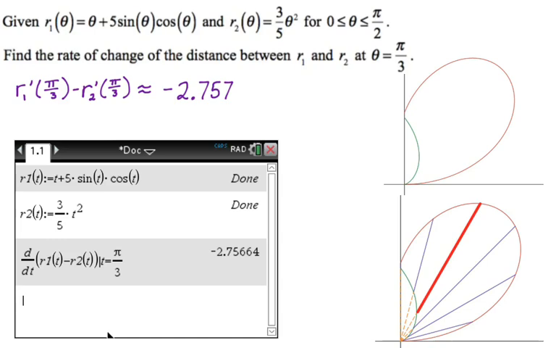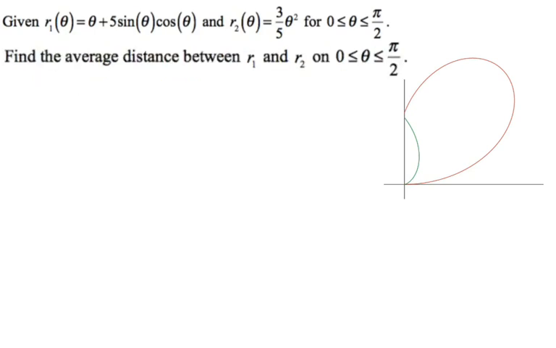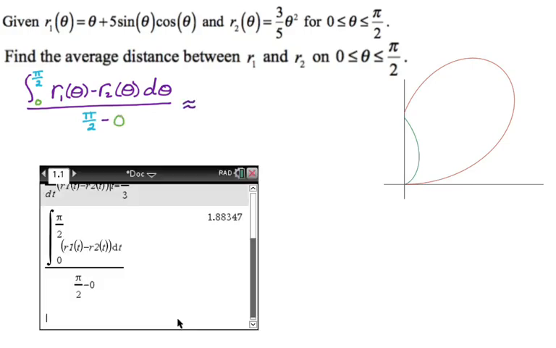Let's take a look at another thing we could be asked. So we could be asked to find the average distance between r1 and r2 on the entire interval from 0 to pi over 2. If that's the case, we're just going to do the integral divided by the interval, and the distance is r1 minus r2. So the average of that distance would be the integral over the interval. So let's write it down. 0 to pi over 2, the function we're dealing with is r1 minus r2, d theta, and then divided by pi over 2 minus 0. And again, I'm going to grab a calculator to do this. So approximately, type that in, I get 1.883, and we have that.